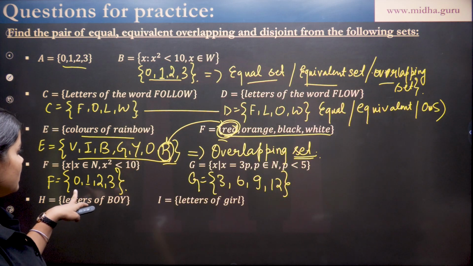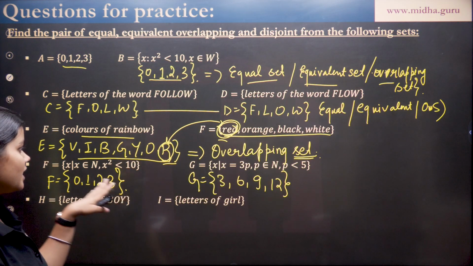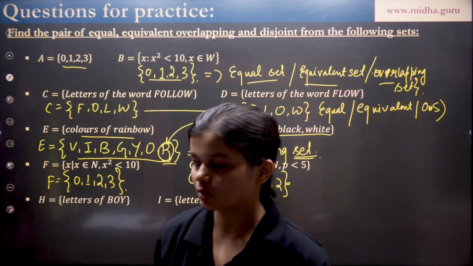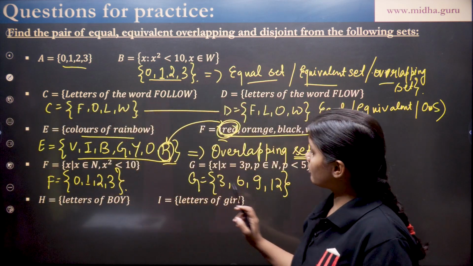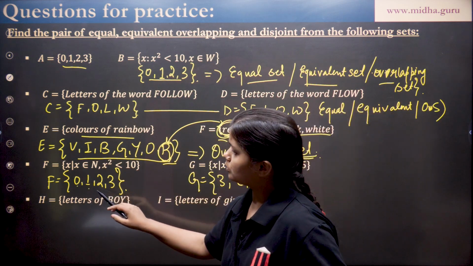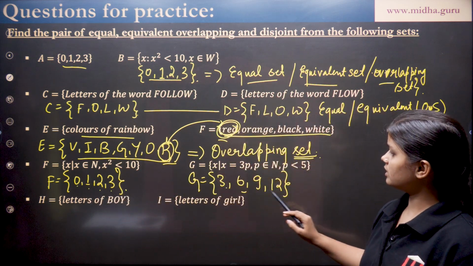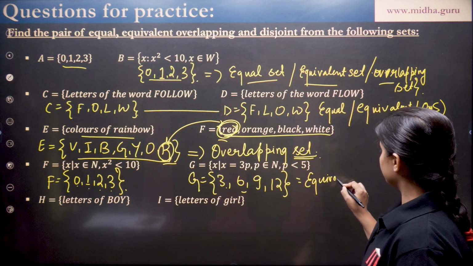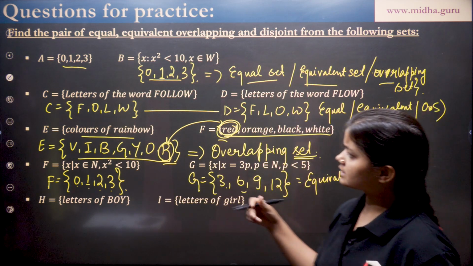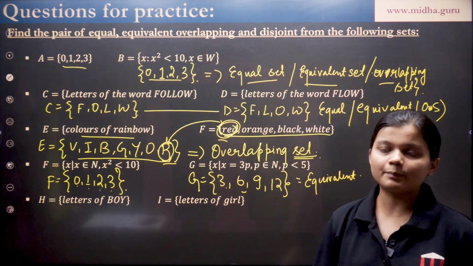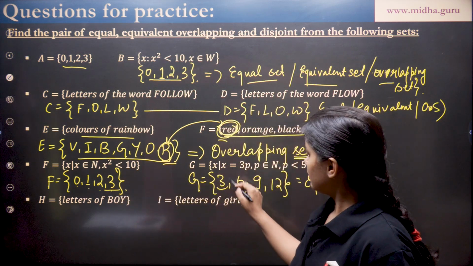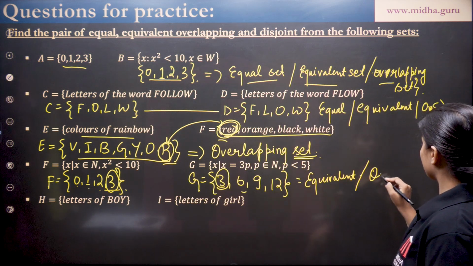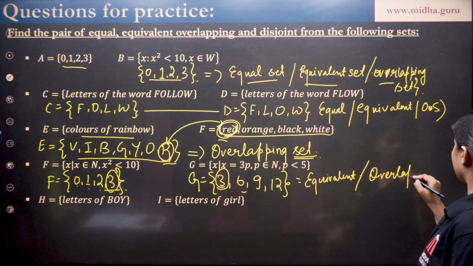Okay, so what type of set is this? Is this a type of equal set? The elements are not the same, so an equal set is not possible. Next, is this a type of equivalent set? 1, 2, 3, 4 elements and 1, 2, 3, 4 elements. Yes, this is a type of equivalent set. Next, can we say it is an overlapping set? Yes, the element 3 is common in both these sets, so it is also known as an overlapping set.